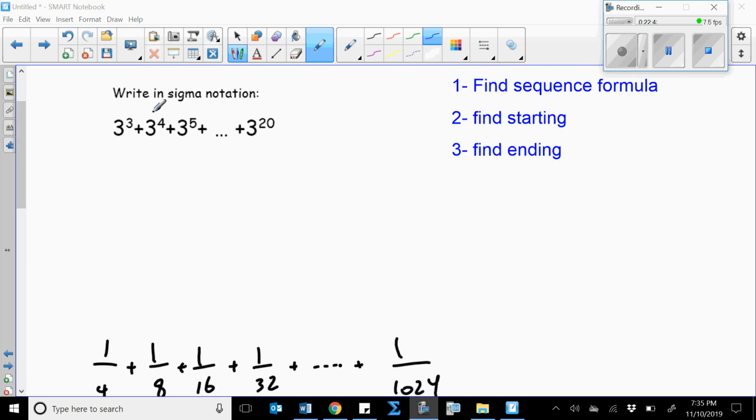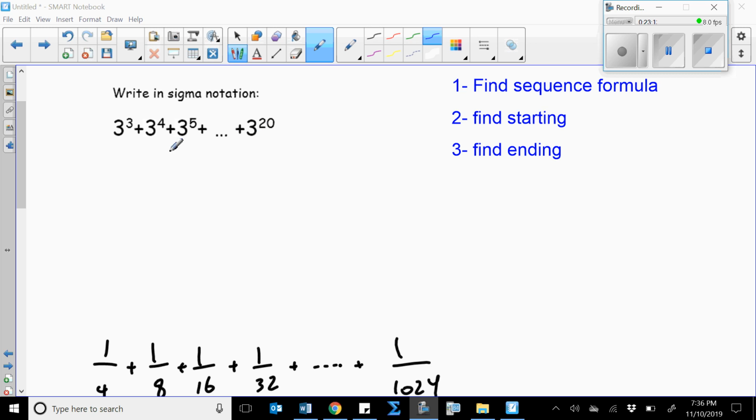Last problem of this lesson is writing this series in a sigma notation form. To find sigma notation of a series, we need to find a sequence formula first, then find the starting, and then find the ending term. So first of all, let's find the sequence formula. We need to find a relation between number of the term and the term that we see.